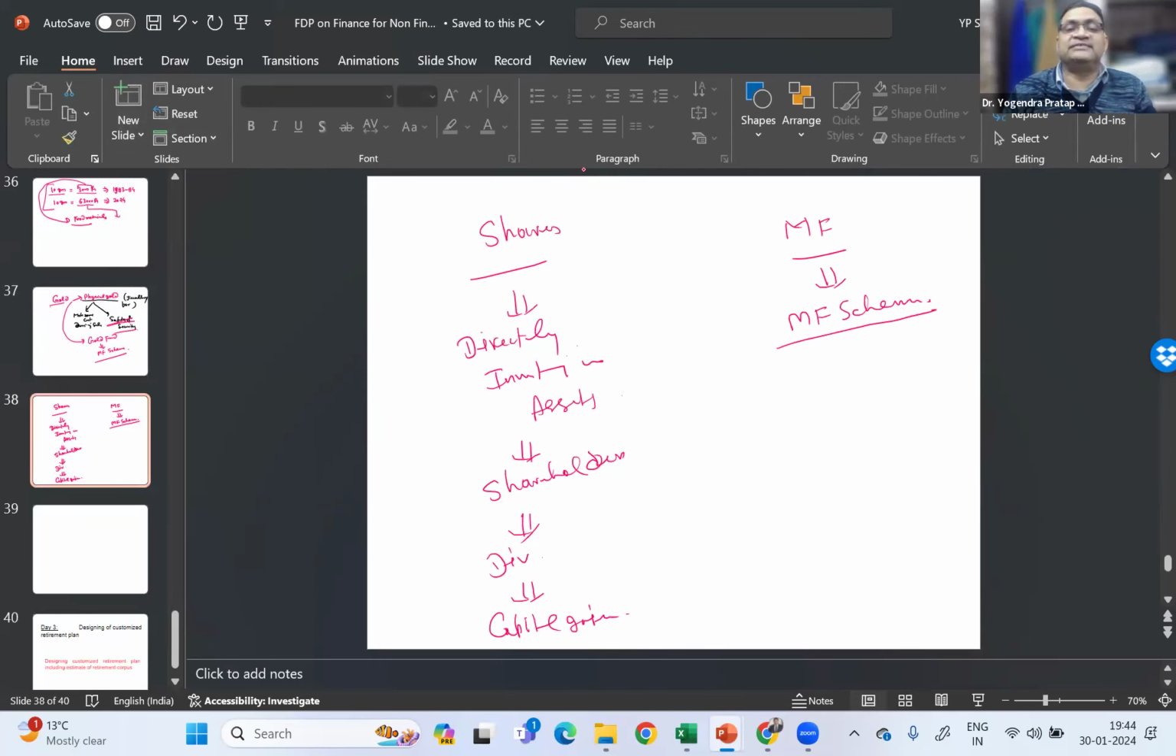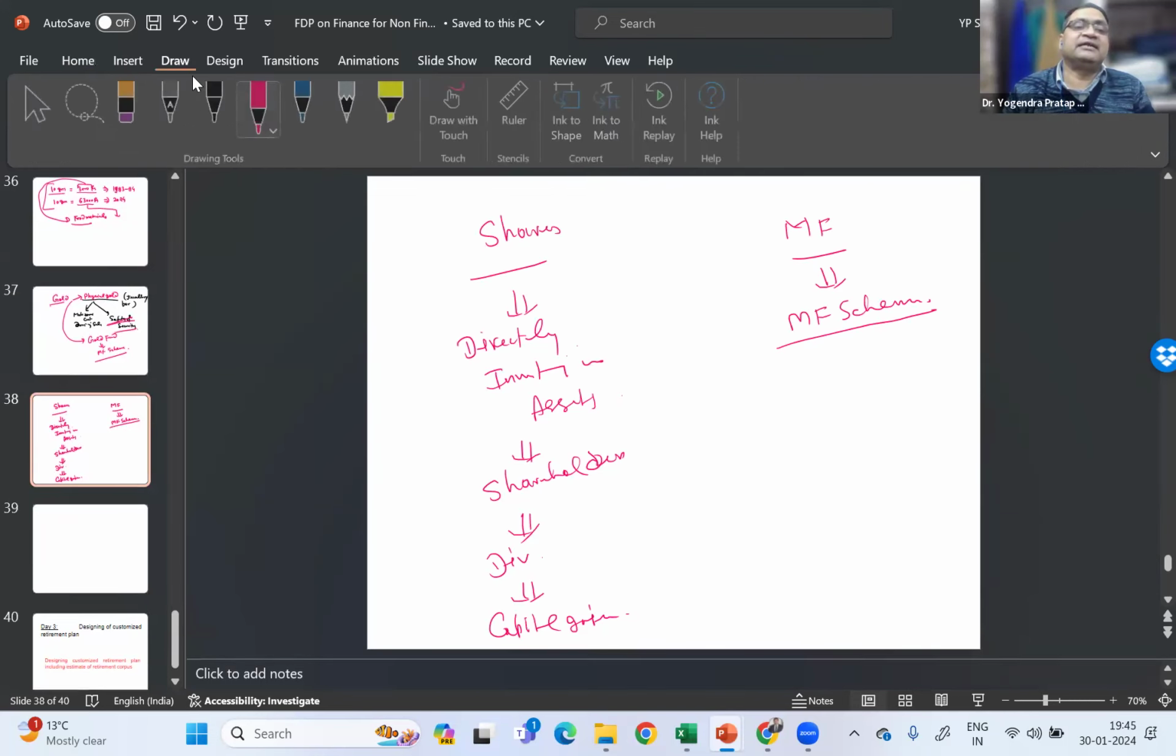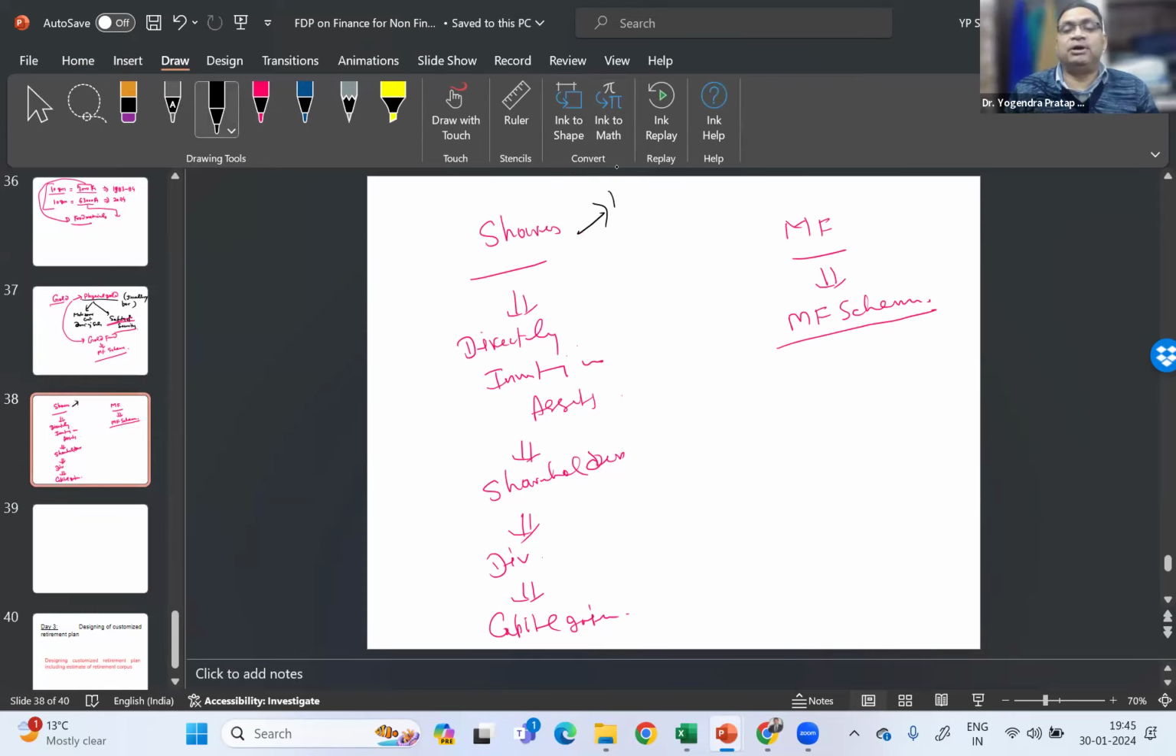What is the problem with shares? There are three categories of problem with shares. First, you lack professional expertise. Second, you lack time because you are in a job. Third, you have a limited amount of money. So there are three problems with shares.